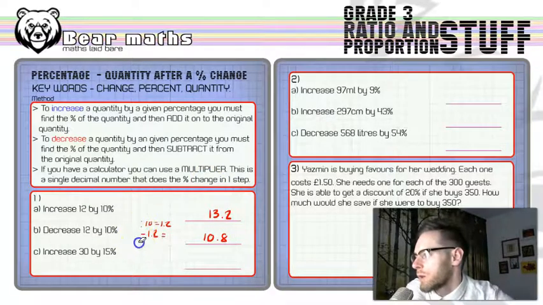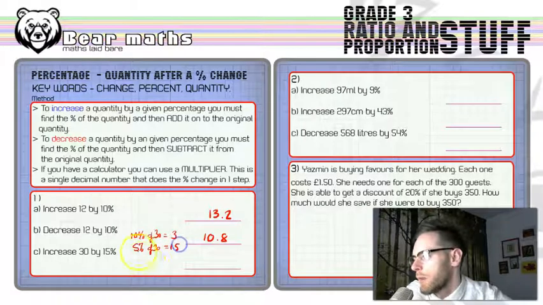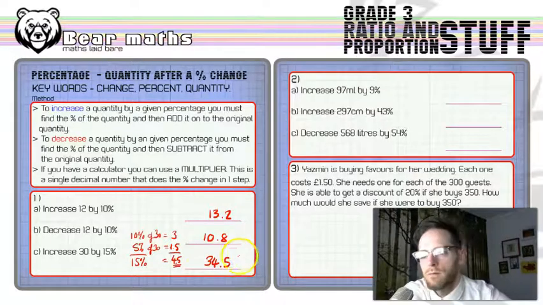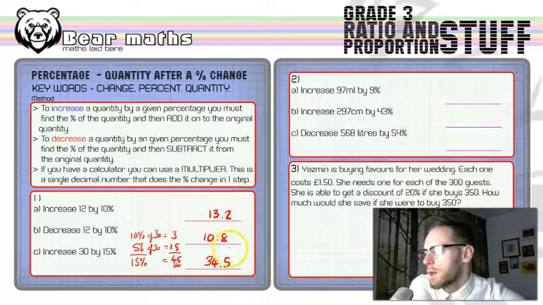And then for the last one, we're going to increase 30 by 15%. So find 15% of 30. I would go with 10% of 30 equals 3. 5% of 30 is half of that, so 1.5. And then add them together. So 15% is equal to 4.5. And that's the number that you need to add on to 30 because it's an increase. So 34.5. Relatively simple if you've got the ability to find a percentage of a quantity.